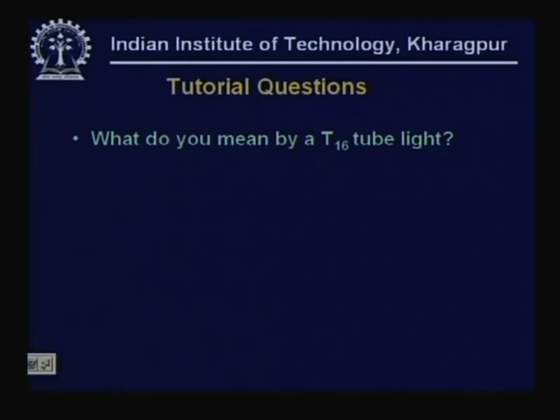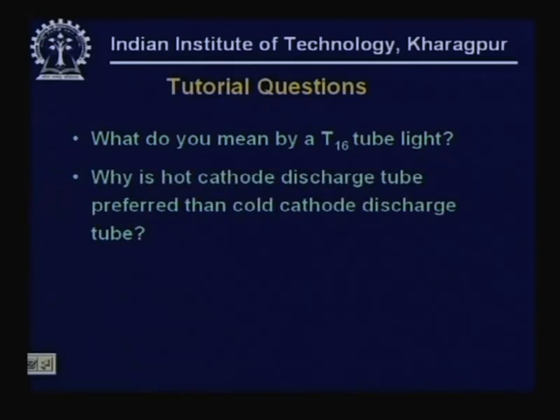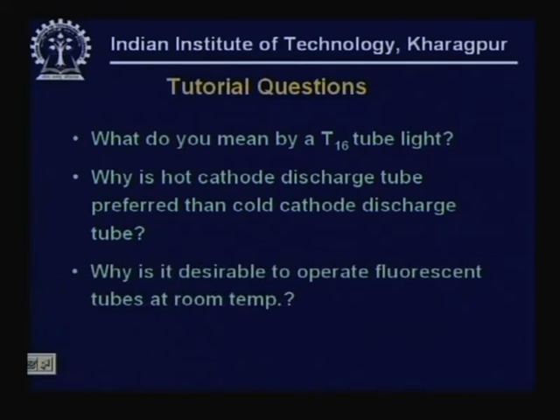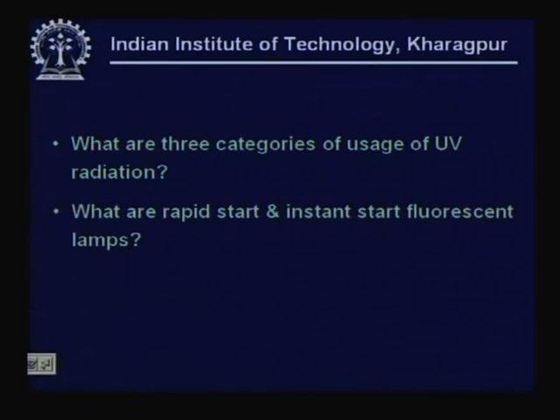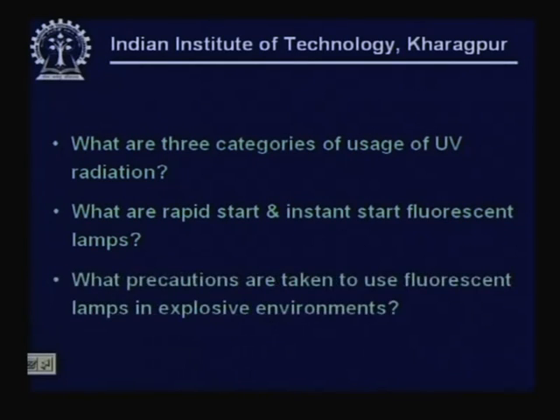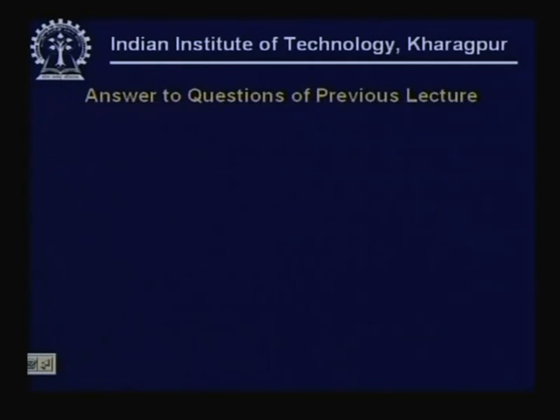What do you mean by a T16 tube light? Why is a hot cathode discharge tube preferred? These are some of the tutorial questions that can be addressed from this lecture. Preferred over a cold cathode discharge tube. Why is it desirable to operate fluorescent tubes at room temperature? What are 3 categories of usage of UV radiation? What are rapid start and instant start fluorescent lamps? Precautions taken to use fluorescent lamps in explosive environments.